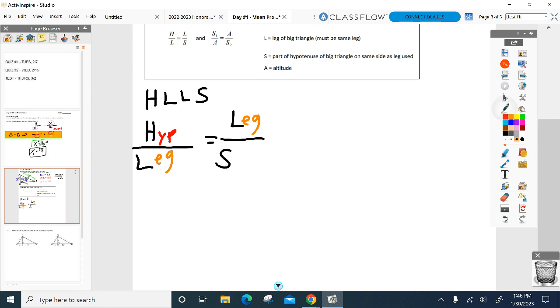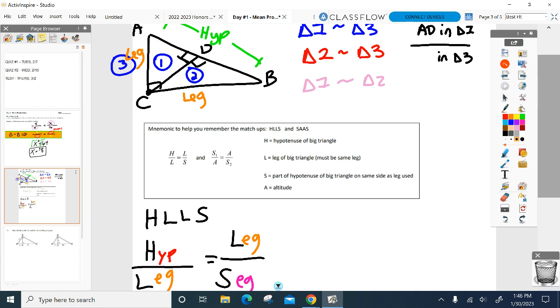S, which stands for segment. All right, let's talk because this is a new term. Remember when you drew your altitude in? Notice what it did to the hypotenuse. Turned it into 2 segments. That's what we refer to. All right, the segments are what the altitude created on the hypotenuse.